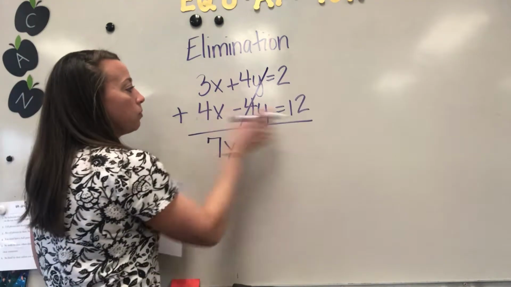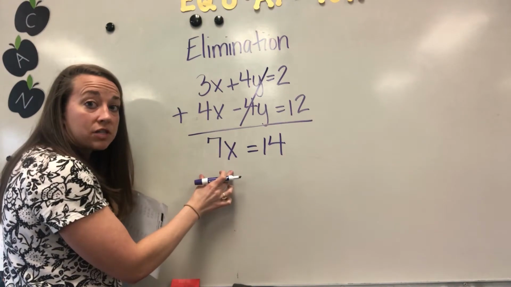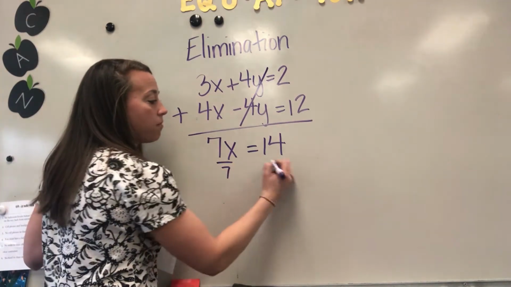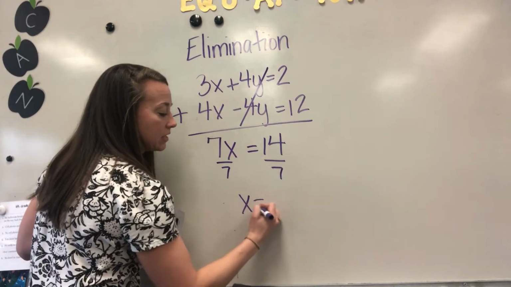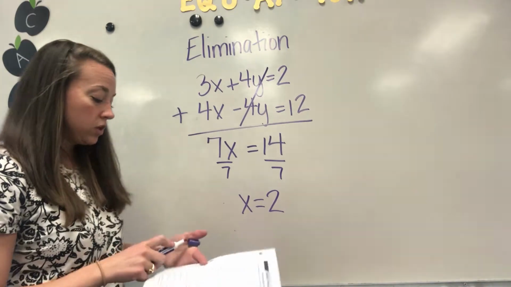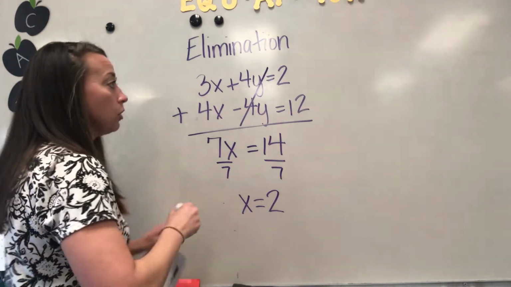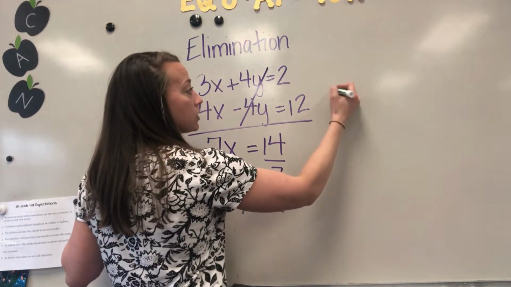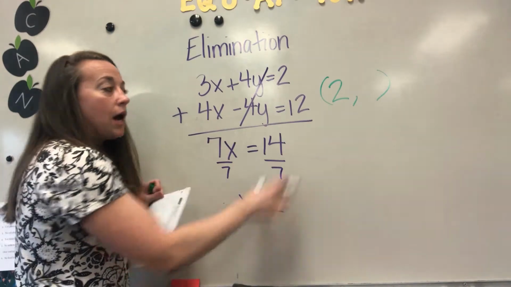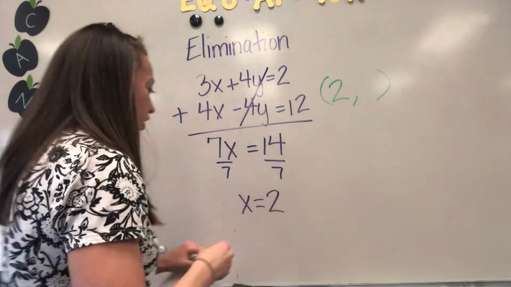So then I say 2 plus 12 is 14, and all I have left are some x's, which is perfect because now I can solve for that x. I divide both sides by 7, and I get that x equals 2. Well, there's half of my answer already. So remember, your answer is a point, which is an x and a y value. So my solution is 2 comma something because x is 2. I'm not sure what the y value is going to be yet. I'm going to have to do a little bit of math to figure it out.